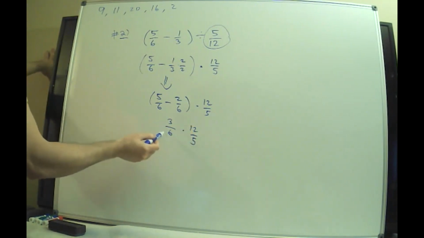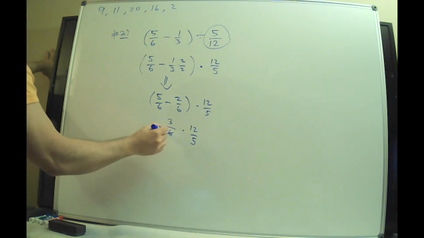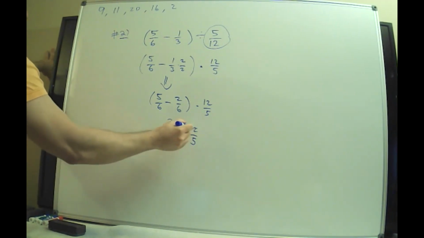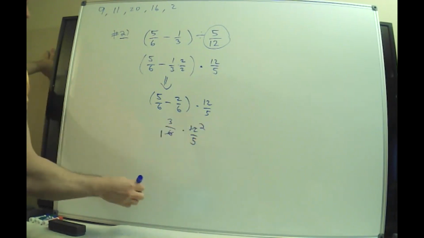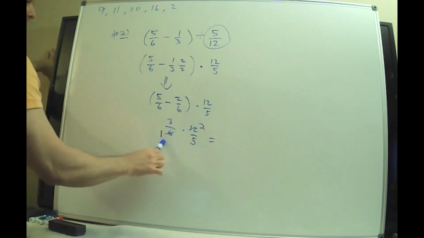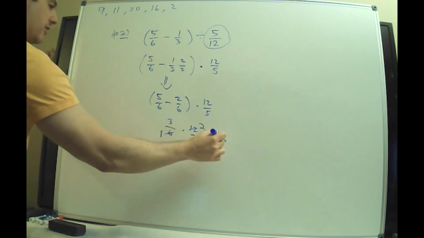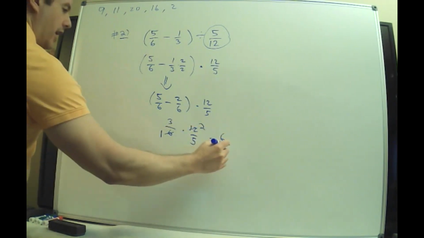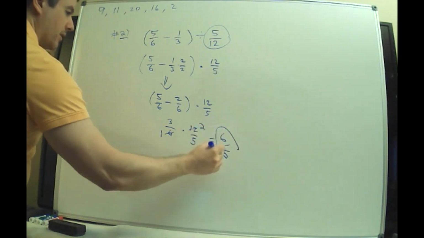Now, I'm aware you can reduce this to 1 over 2. It doesn't matter. You can put the 6 into the 12. 6 divided by 6 is 1. 12 divided by 6 is 2. 3 times 2 on the top, right? Multiply the tops, multiply the bottoms. 3 times 2 is 6. 1 times 5 on the bottom is 5.